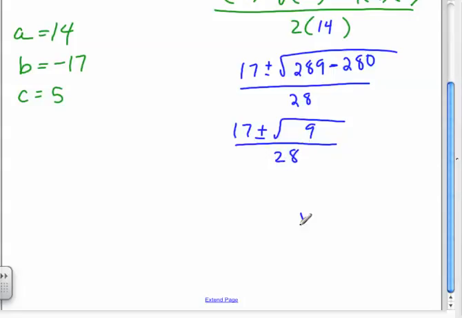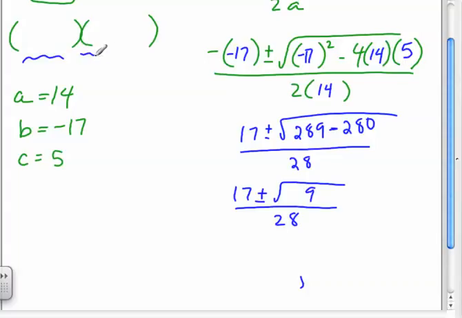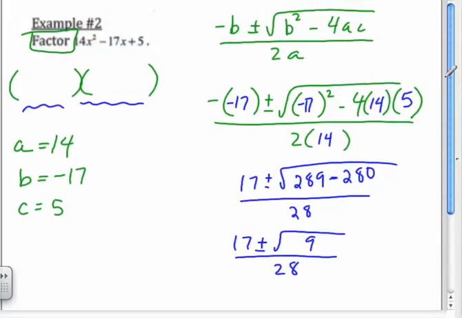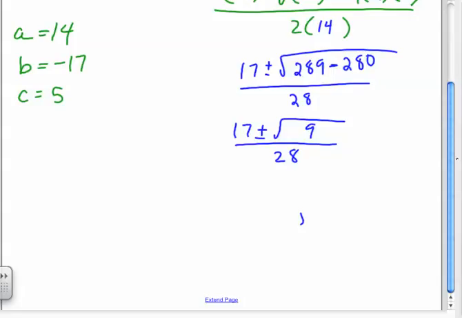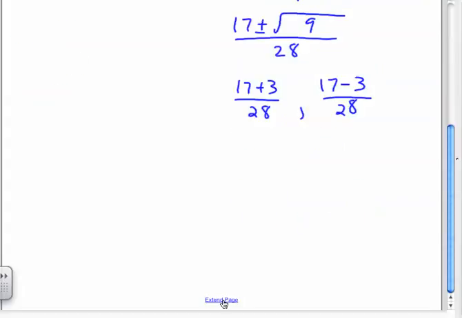Now remember, it's going to give me two answers here, and I want it to be two answers because I need a binomial, don't I? Right? So this is going to give me 17 plus 3 over 28 and 17 minus 3 over 28, because the square root of 9 is 3. Okay? When I keep simplifying, that's going to give me 20 over 28 and 14 over 28.